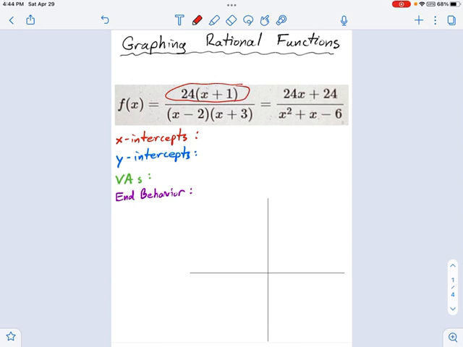What I'm looking at is this parentheses right here. See this parentheses? x plus 1. If you solve that, you find that this is an x-intercept at x = -1. That's the x value if you set it equal to 0. And of course the y value is 0 because it's an x-intercept. So that's the first feature I can see in this graph pretty easily.